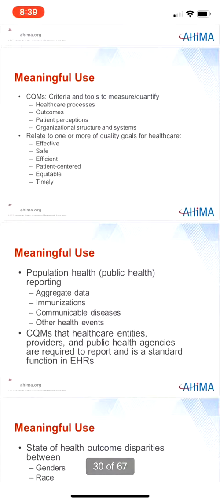Meaningful use emphasizes population health reporting. Population health is the same thing as public health. Population health reporting is the aggregate data on immunizations, communicable diseases, and other health events and CQMs that the healthcare entities, providers, and public health agencies are required to report, and is a standard function in EHRs. Population health, or public health, focuses on preventing, diagnosing, and treating an entire group of people rather than one person at a time.